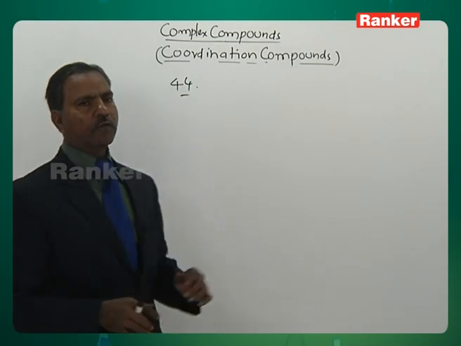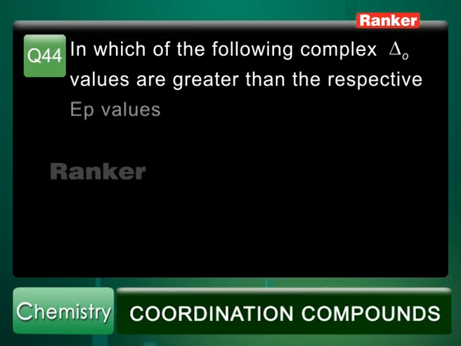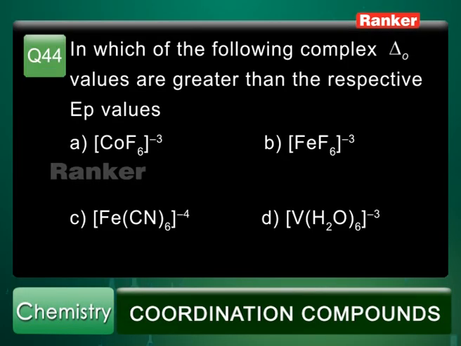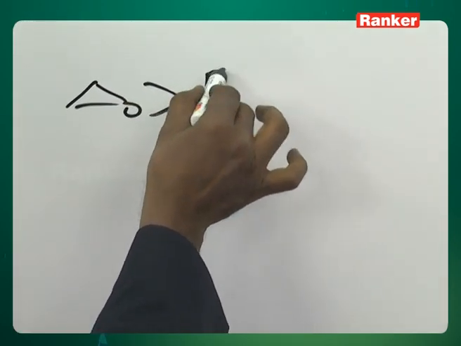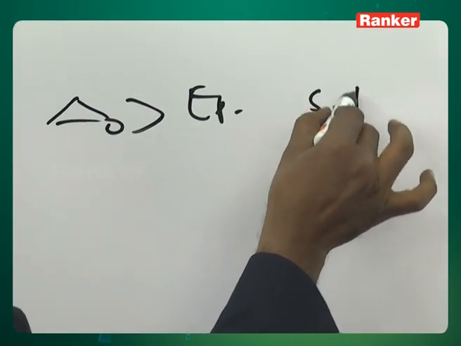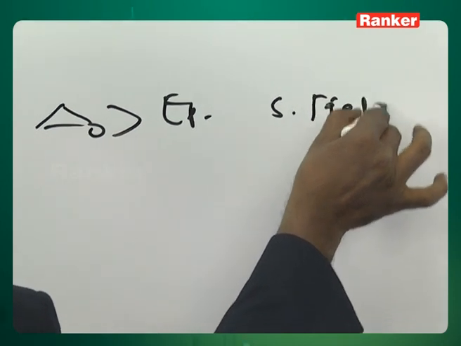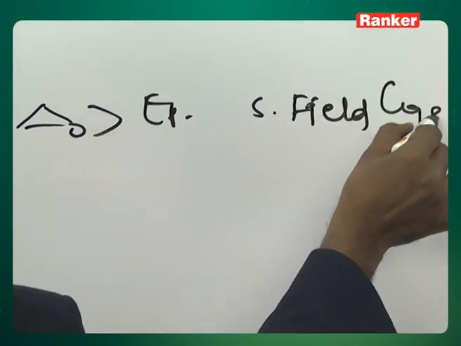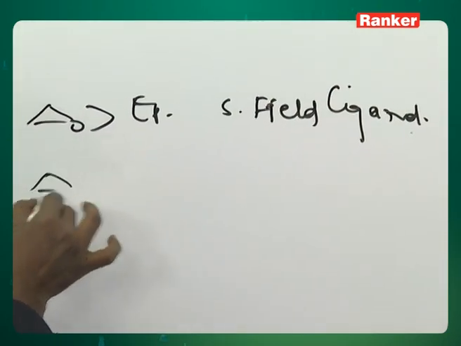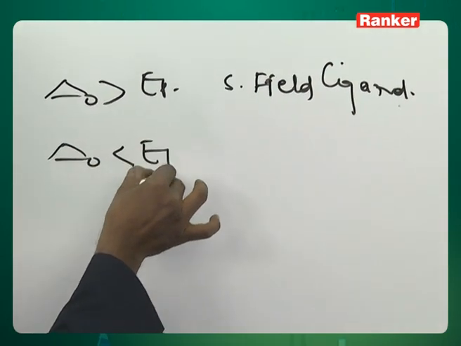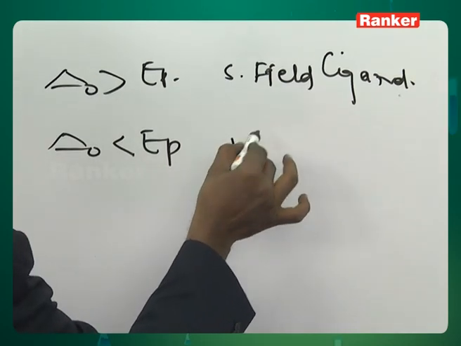Question number 44. In which of the following complexes are delta O values greater than the respective EP values? Again, a comparison between delta O and the EP values. What I said in the previous question: delta O more than EP will be a strong field ligand. But whenever delta O is less than EP, then that complex should carry a weak field ligand.